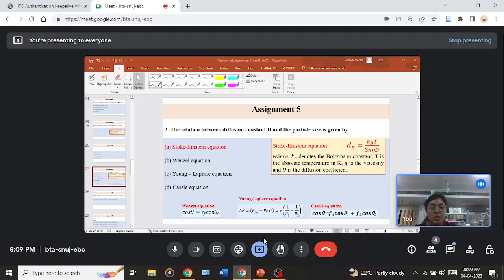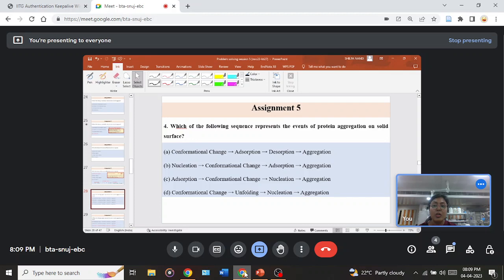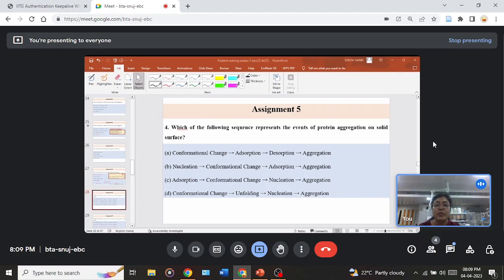Okay, we will move on to the next question, question number 4, which is: which of the following sequences represents the events of protein aggregation on solid surfaces? So you have 4 options. First option is conformational change, then adsorption, then desorption, and lastly aggregation.